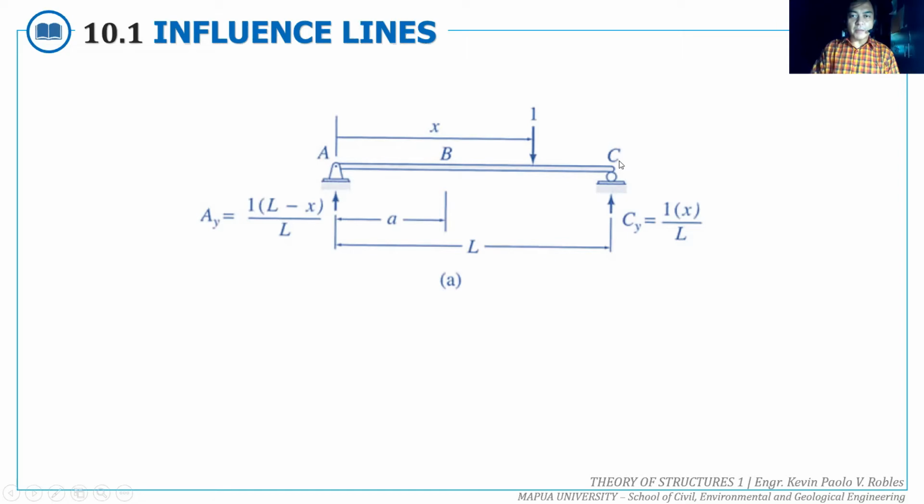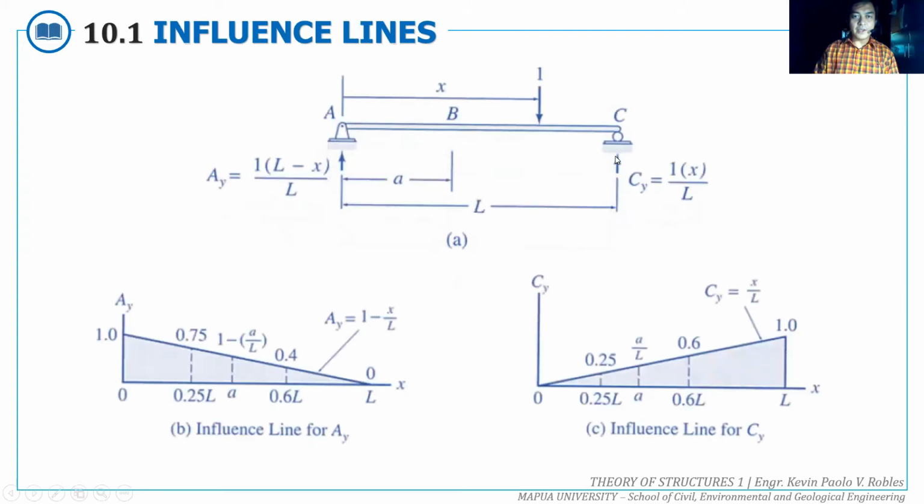However, if we're asked about the influence line for the support reaction at C, that influence line for CY, that would be the diagram that would show us the variation of the reaction at C due to a moving unit load from point A to point C. So to illustrate that, so this is how we do it.